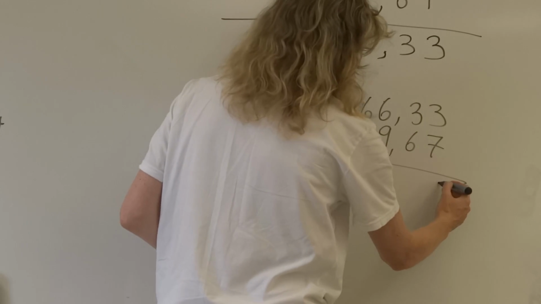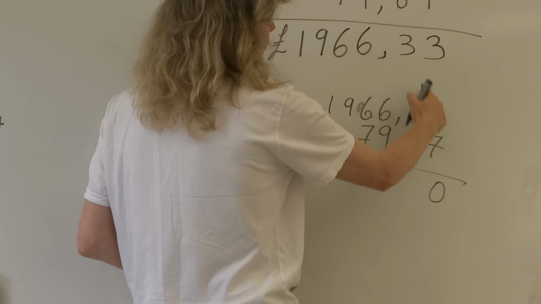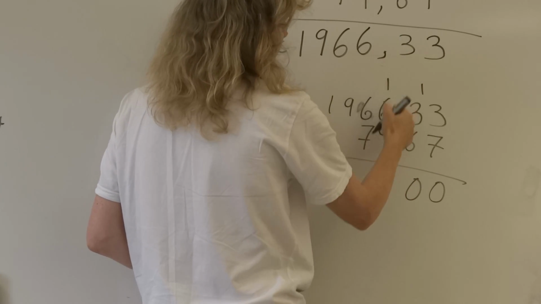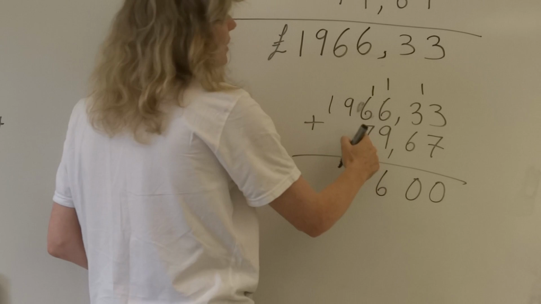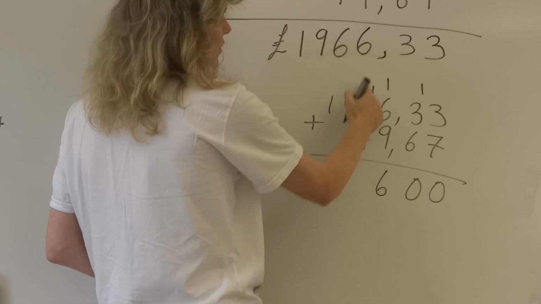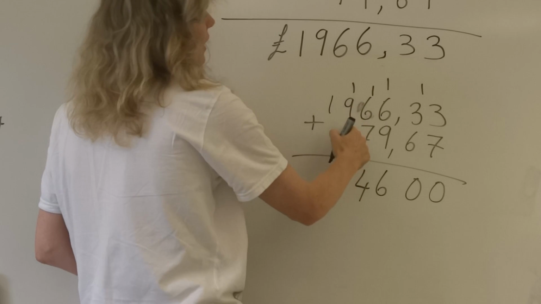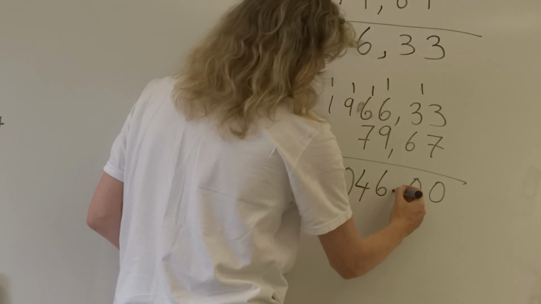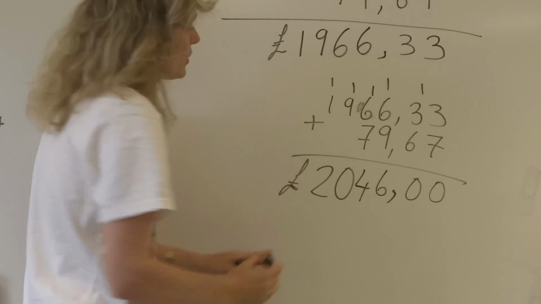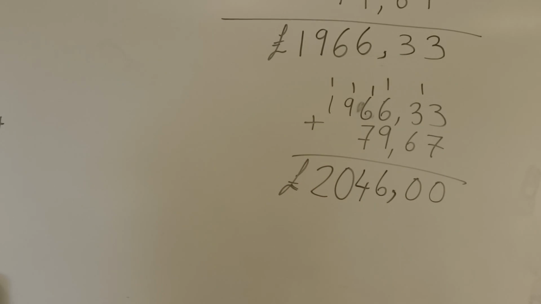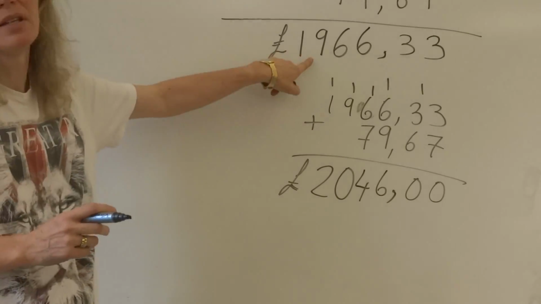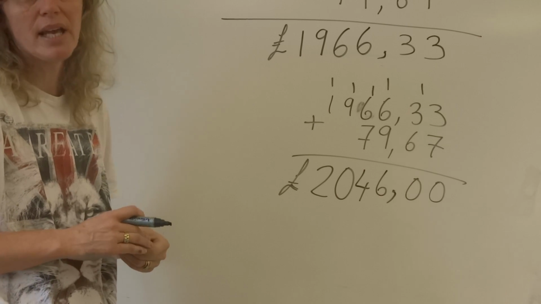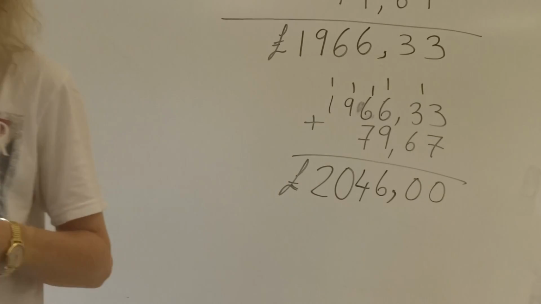7 and 3, 10. 6 and 4, 10. 9, 1 and 6, 10 plus 6, 16. 7 plus 7, 14. 9 plus 1, 10. 1 plus 1, 2. Decimal point in the same place. I got back to £2,046 and 0 pence. So I know that I've done this subtraction correctly. Really easy method of finding silly mistakes. Okay? That's subtraction. Well done.